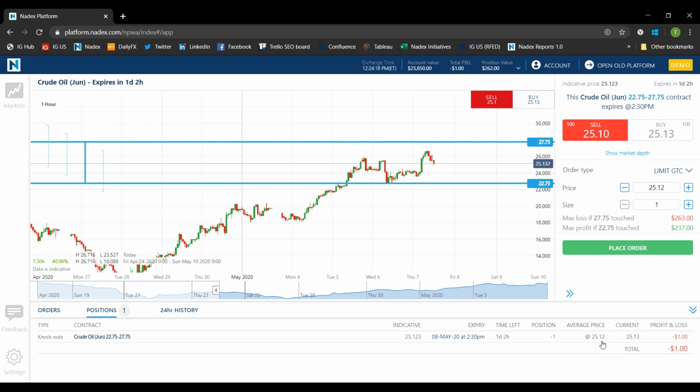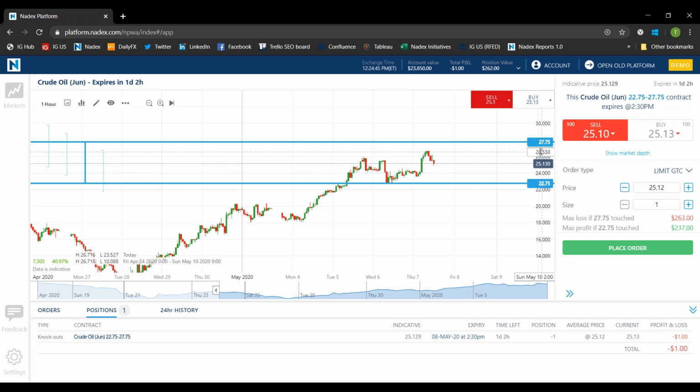Now, what am I hoping oil does here? I'm hoping oil goes lower. I'm taking a short position on the price of oil, and if it gets down to 22.75, I will be knocked out, and I will potentially make $237 on this one lot. Now, if oil goes higher, I am risking $263 if it goes up to 27.75 and touches.